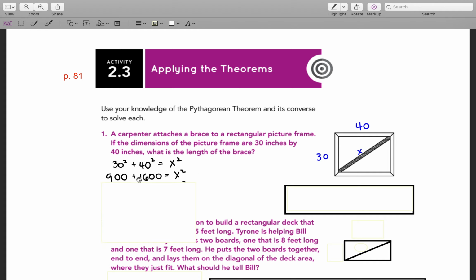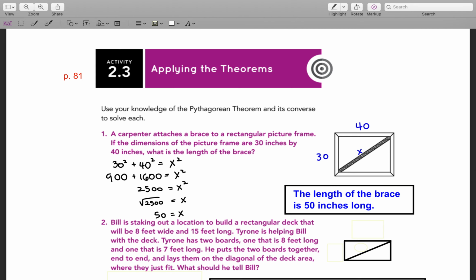So if you add these up, you get 2,500, which is x squared, but we don't want x squared, we want x by itself to figure out the diagonal or the length of the brace. So we would just take the square root to get rid of squared. So x squared, the inverse of that would be to take the square root of both. So x squared becomes x, okay? And the square root of 2,500 would be 50. So the diagonal is 50 inches long, or the brace is 50 inches long.